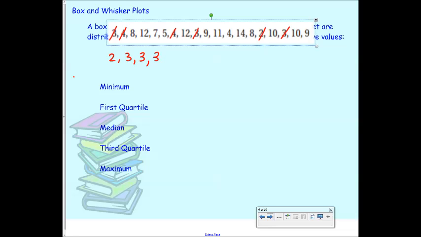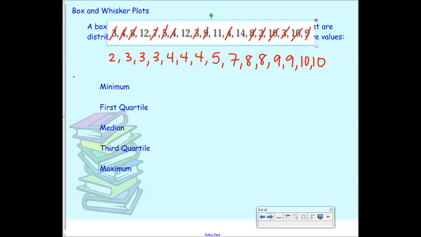How many 8s? How many 9s? 2. 10s? 2. And then 11s? 1. And 1, 2, 12s. I almost fit it. And a 14, right? So 14 down at the end. So that's everything. So there's my list. Now what's my minimum? 2. So that's the first one we're going to do, 2. What's my max? 14. My max is 14.